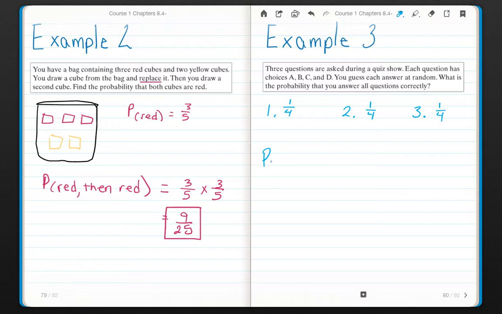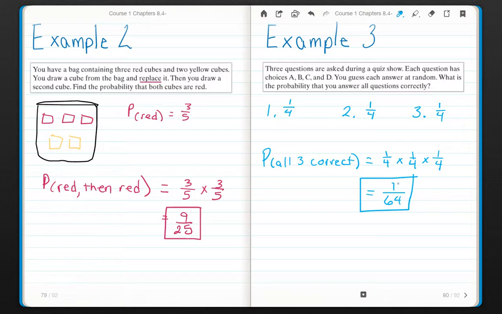So if I want to find the probability of all 3 correct, I'm going to multiply 1/4 times 1/4 times 1/4, the probability of all 3 events, which equals 4 times 4 is 16, times 4 is 64. So I have a 1 in 64 chance of getting all 3 questions correct when I guess. Okay, that's it for examples.